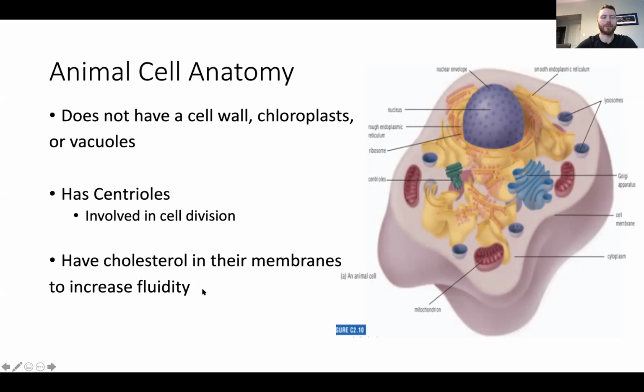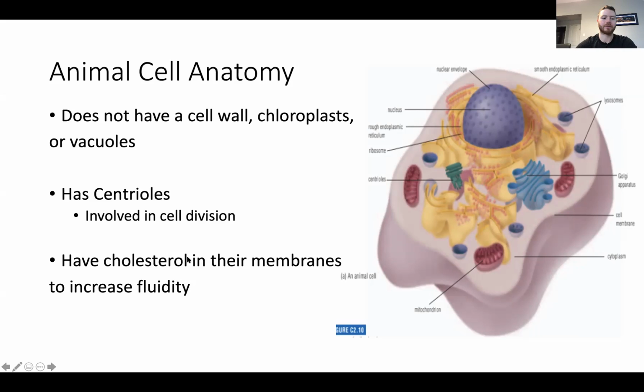I know that cholesterol gets a bad rap because it's in a lot of unhealthy foods that we eat, like fast foods, for example. But actually, cholesterol is really important for our bodies, not only for the membranes, but cholesterol can also be used as a precursor for some forms of steroid hormones. So cholesterol is really important for us.